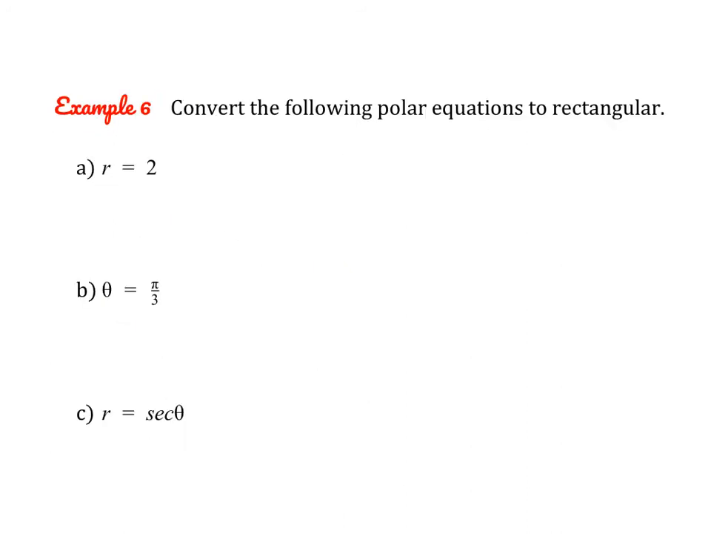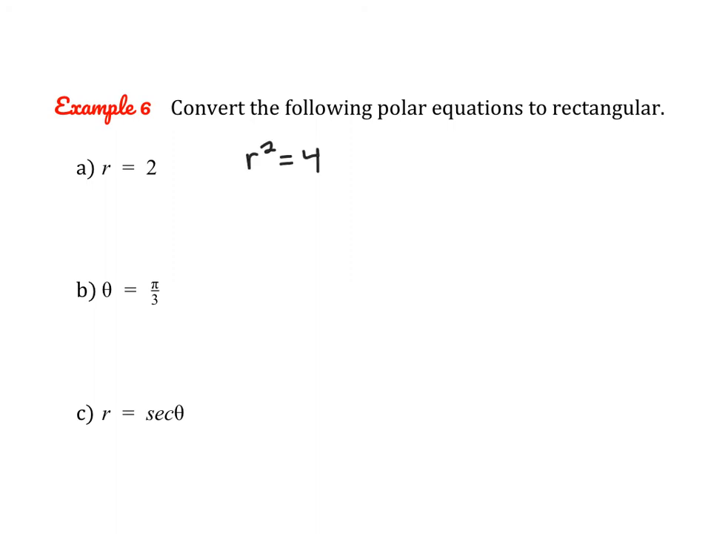Now, as I talked about going from polar to rectangular, we need to be a little bit more creative. So look at what we're given in this first equation. We have r equals 2. So I know one of the things that is useful to create is r squared, because I can replace it with x squared plus y squared. So let's create r squared. Let's square both sides. r squared equals 4.